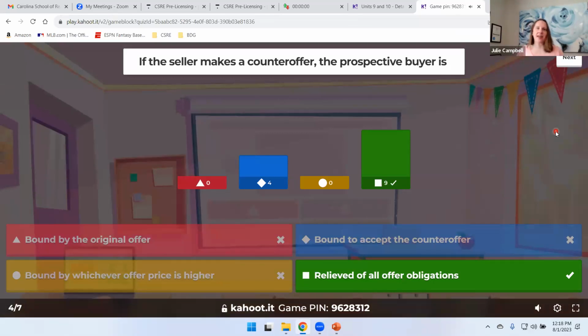So if the seller makes a counteroffer, the buyer now has three choices. What are the buyer's three choices? They can accept it, reject it, or counter it. Nobody is bound to nothing until we have acceptance and communication of acceptance. Nobody is bound to nothing until we have a contract. Questions on this one?